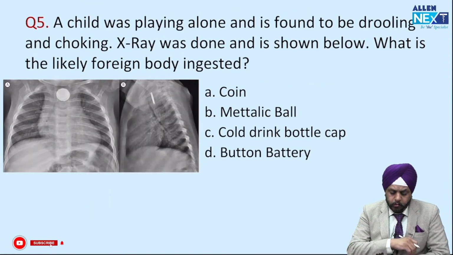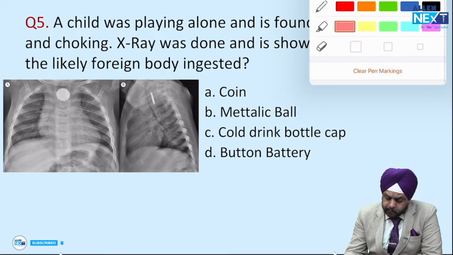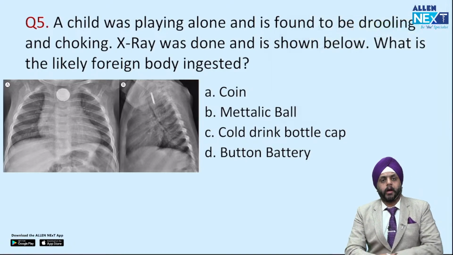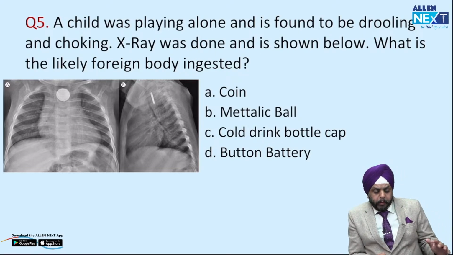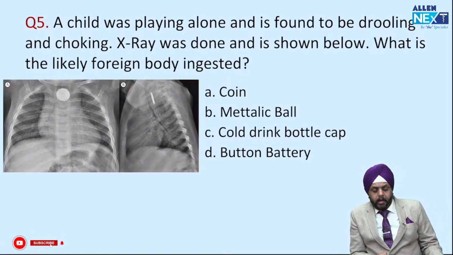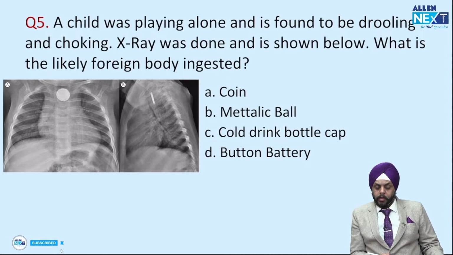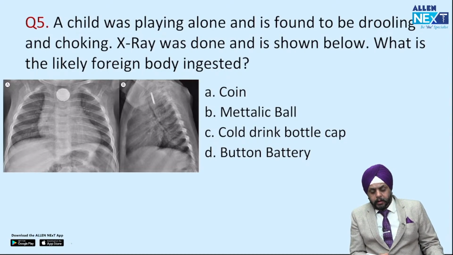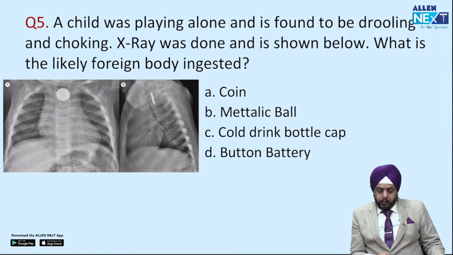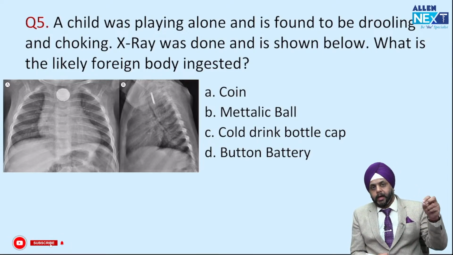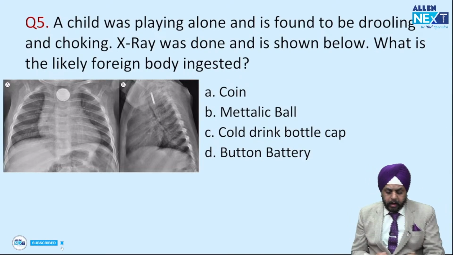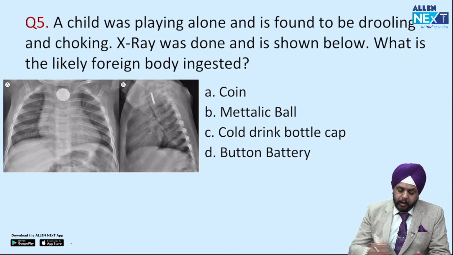All right, next question, question number 5. Now this question, I think it is an overlapping question with radiology because the X-ray was given to you. But yes, it is a pure ENT question. A child was playing alone and is found to be drooling and choking. An X-ray is done and is shown below. So what is the likely? You see that the question generally asks where the foreign body is. Now over here, instead they ask what is the likely foreign body ingested.